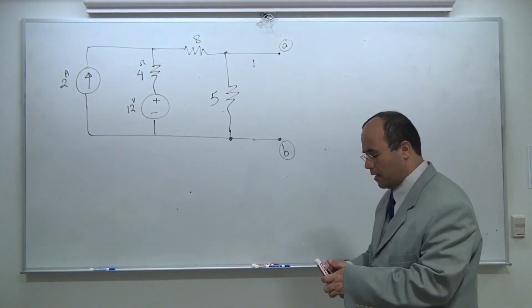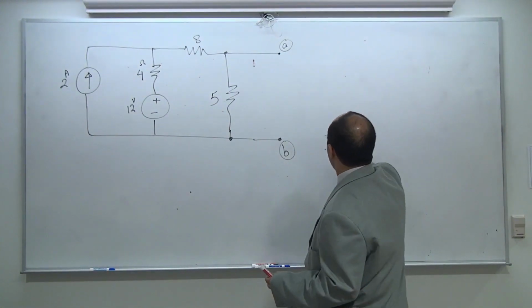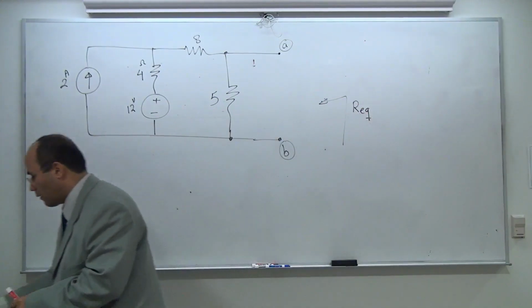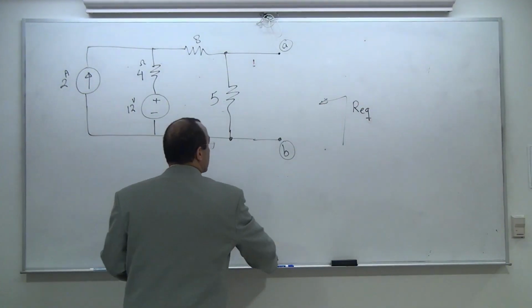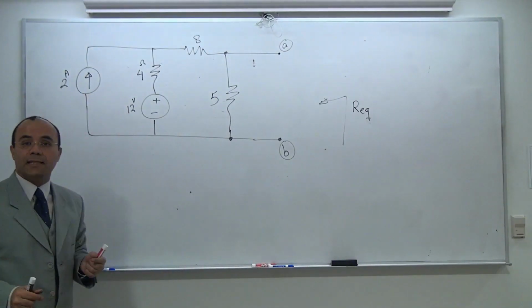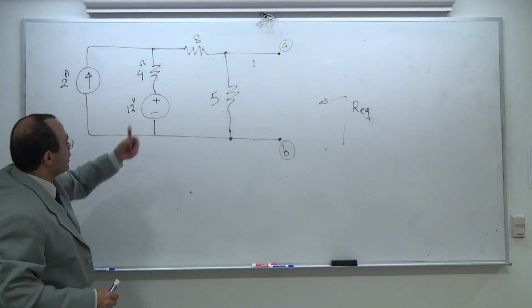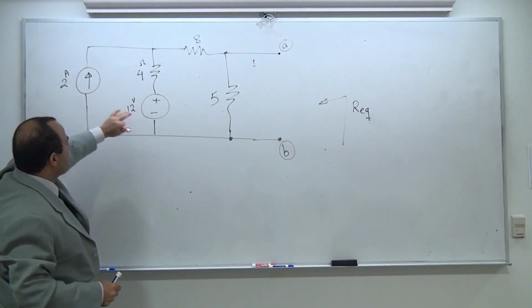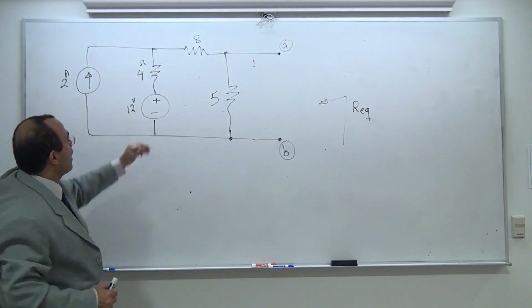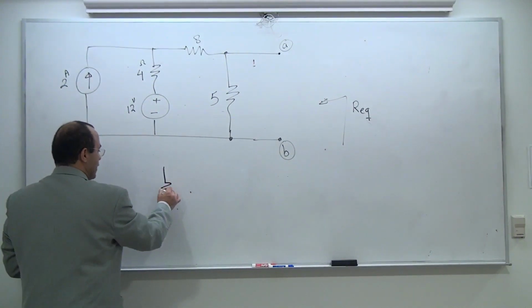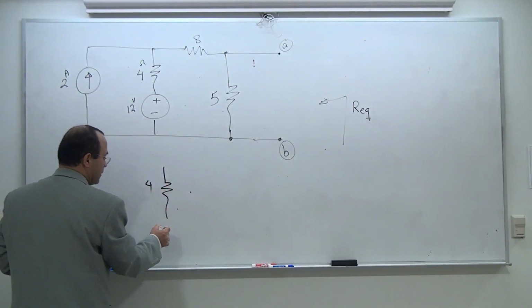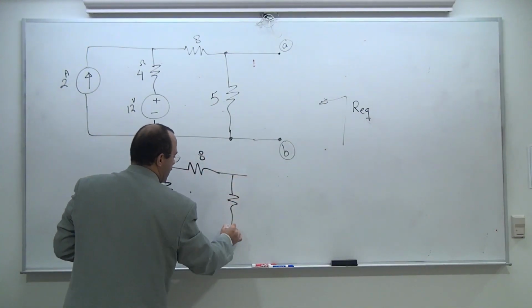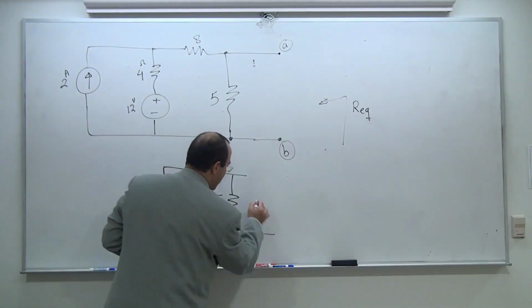Case number 1 is relatively easy. I want to find R equivalent. How do I find R equivalent? Since I have only independent sources, I'm going to shut down the independent sources to 0. Set this to 0, that's an open line. Set this to 0, that's a short line. So what do you get? You get a 4 ohm and a short line. You get an 8 ohm. You get a 5. And then you have your hand on it.